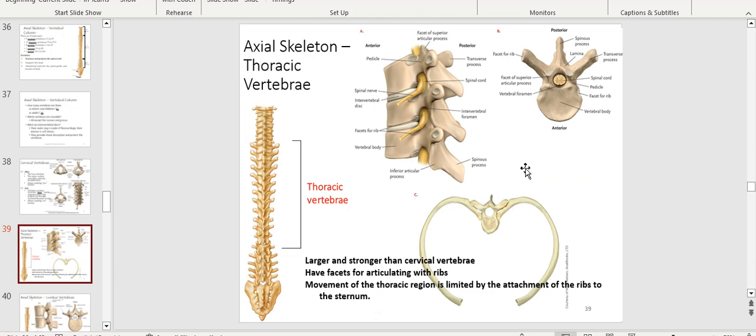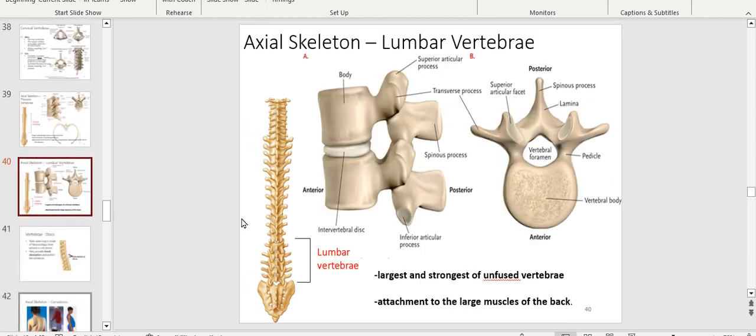These guys here are larger and stronger than cervical vertebrae, but not as large and strong as the lumbar. They have facets for articulating there with the ribs. You'll see them right here. Okay, that's where the rib bones come around and they attach here and on the inside as well. Movement of the thoracic region is limited by the attachment of the ribs there. Okay. There's the big boys there.